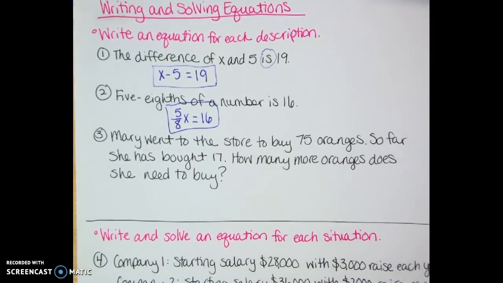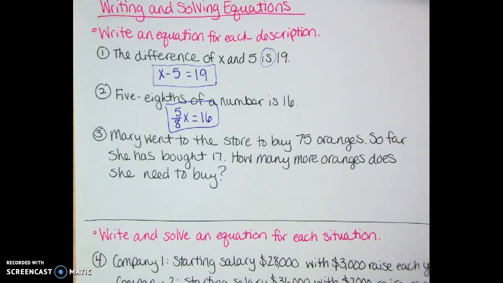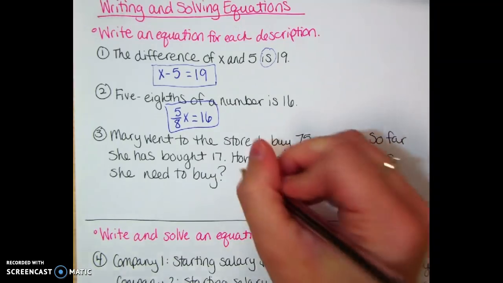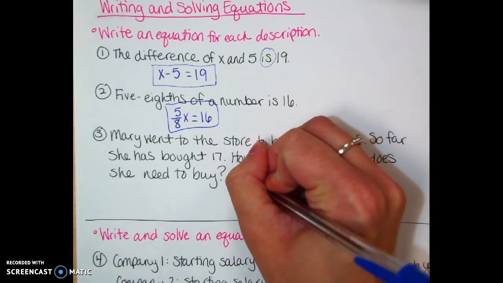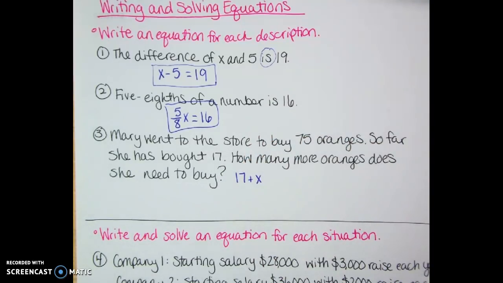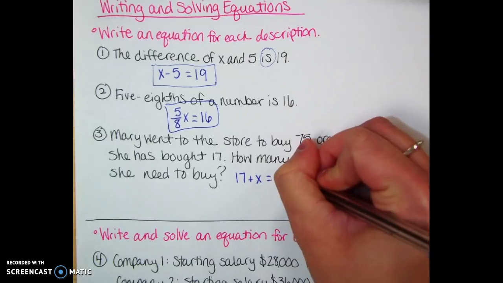Okay, and then let's look at this word problem. It says Mary went to the store to buy 75 oranges. So far she has bought 17. How many more oranges does she need to buy? I had people in an earlier class want to do 75 minus 17 equals x, but the x can't be by itself, so it needs to be on the same side as one of the numbers. So this is where there's two different ones that you could do. You could do 17 plus x, that's how many she's already bought, equals 75.